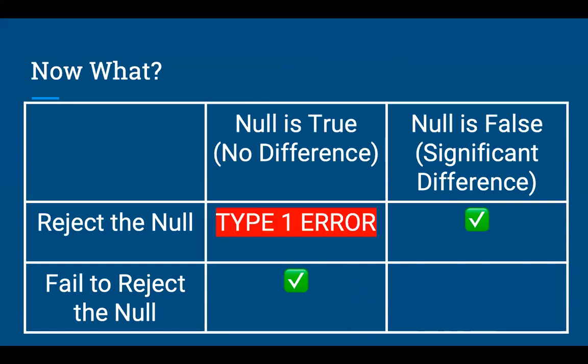But what happens when the null is true, so there was no significant mean difference in attitudes, and I rejected it? That's a type 1 error. So if the null was true, there was no significant mean difference, and I reject the null, that's a type 1 error. What's a type 2 error? That's when the null is false, so there was an effect, and I failed to reject that. That's going to be a type 2 error.